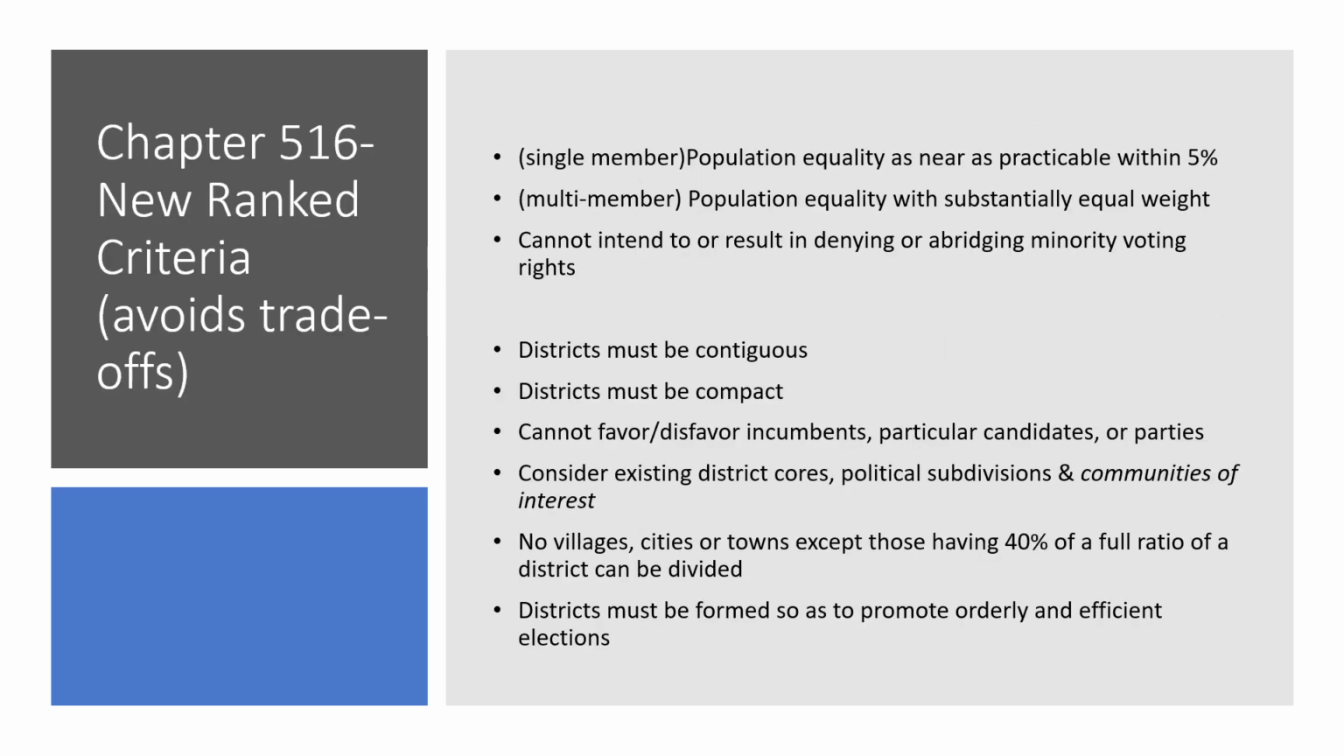Next slide. Okay, so I'll go through the new criteria that all counties now have to follow. First off, if you have single member county legislative districts, the population equality must be as near as practicable within 5%. That means that the size of the largest to the size of the smallest district has to fall within 5%. That could be plus 3, minus 2, plus 2.5, minus 2.5.